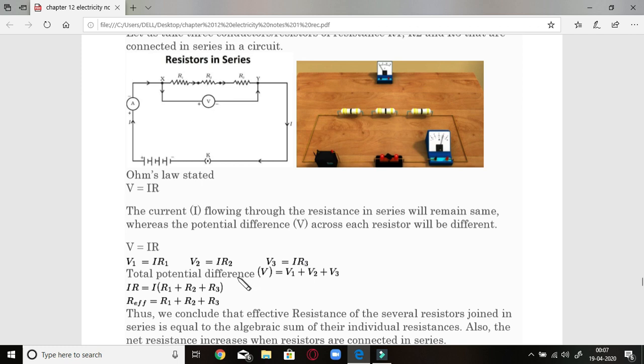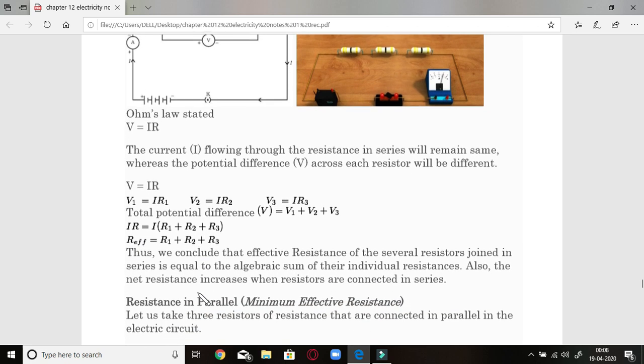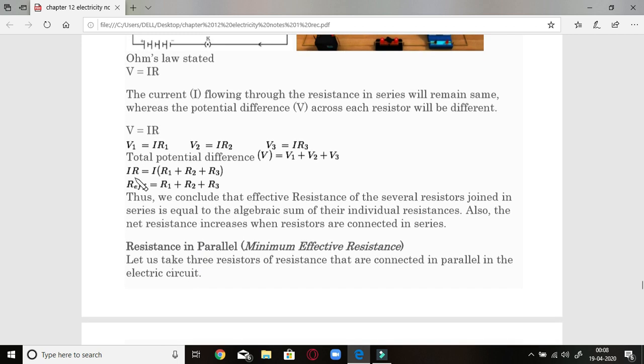Okay, now total potential difference, that is V, which will be calculated by this voltmeter, that will be equal to V1 plus V2 plus V3. So what is there in V1, V2 plus V3, it will be calculated here, and ultimately we will find this will come out to be IR is IR1 plus IR2 plus IR3, cut down I on both the sides, and R effective will come out to be R1 plus R2 plus R3, which is very important. So this shows that effective resistance will always be the algebraic sum of all the individual resistances.